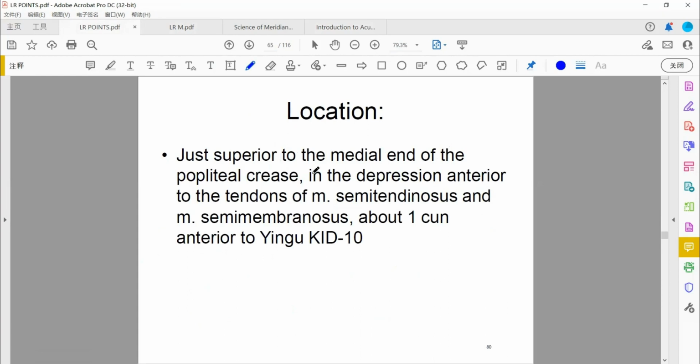Just superior to the medial end of the popliteal crease, in the depression anterior to the tendons of semitendinosus and semimembranosus, about 1 cun anterior to Yingu, Kidney 10.